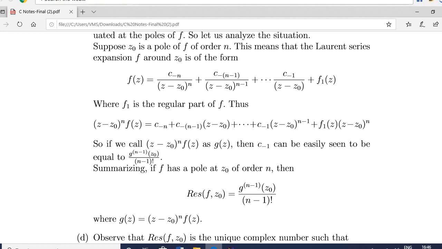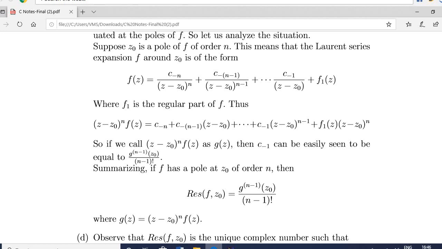Why is this taken? Just a few lines above on the screen you can see f(z) equals the sum of c_n upon (z minus z0) to the power n. This is nothing but the Laurent series expansion of f around z0. And since z0 is a pole of order n, there are n terms with negative powers of z minus z0, that is 1 upon z minus z0, 1 upon (z minus z0) squared, up to 1 upon (z minus z0) raised to n, with coefficients, of course, c_-1, c_-2 and so on.